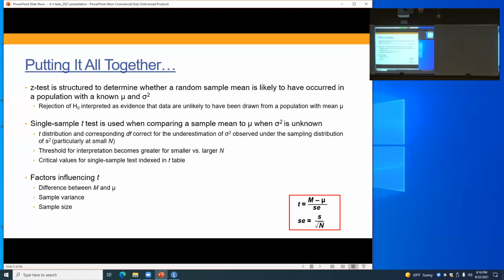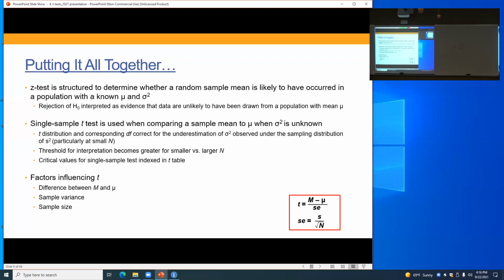What about my sample variance? As my sample variance increases, what happens to my test statistic? It gets smaller, right? I'm seeing more variability in my sample, which will drive up the standard error, which will drive down my test statistic. And then my sample size. As my sample size gets bigger and bigger, what happens to my test statistic, all other things held equal?